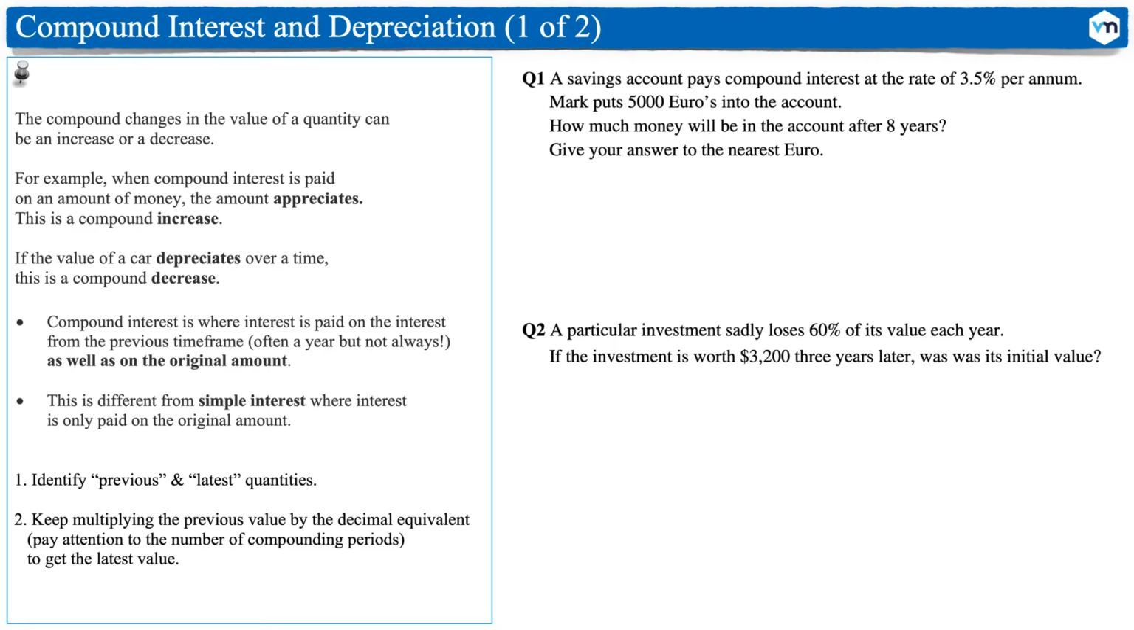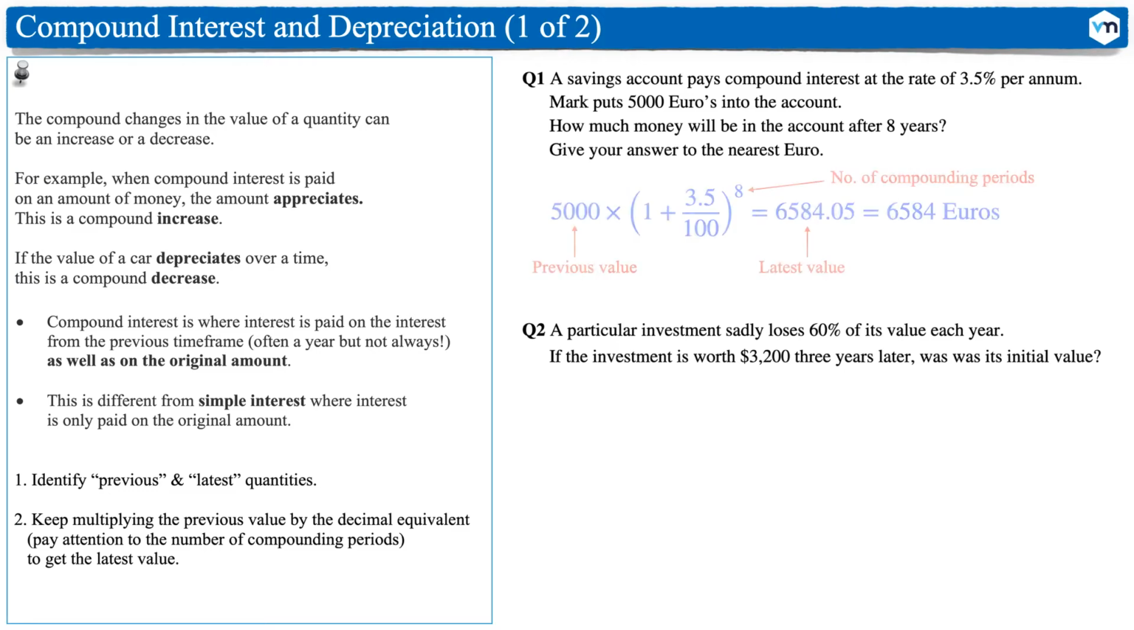So in question 1, a savings account pays compound interest at the rate of 3.5% per annum. That means per year. And Mark puts €5,000 into the account. We're asked, how much money will be in the account after 8 years? And we need to give our answer to the nearest euro.